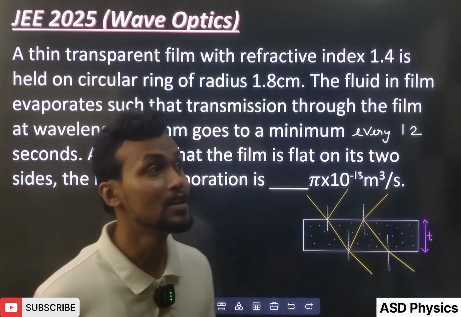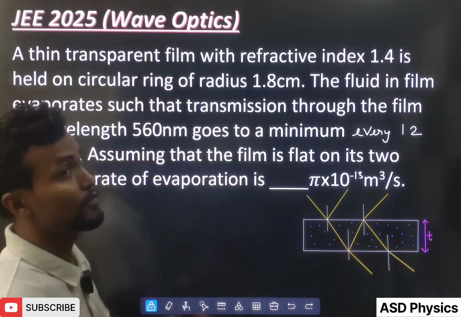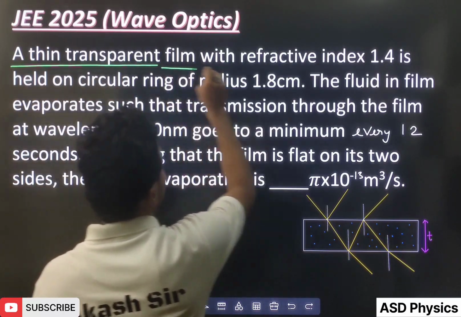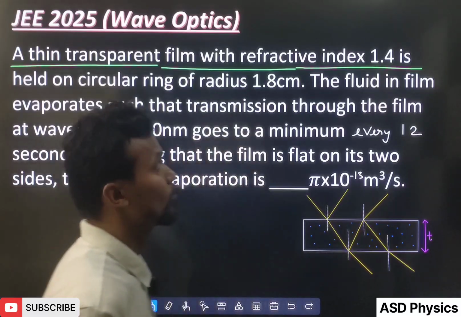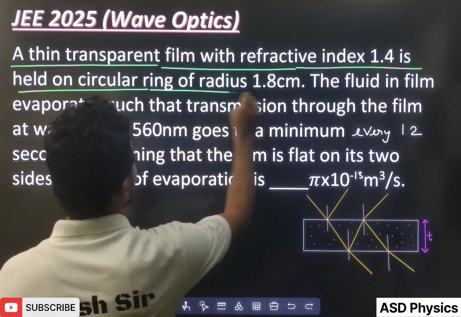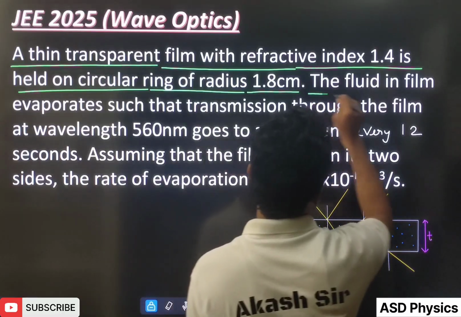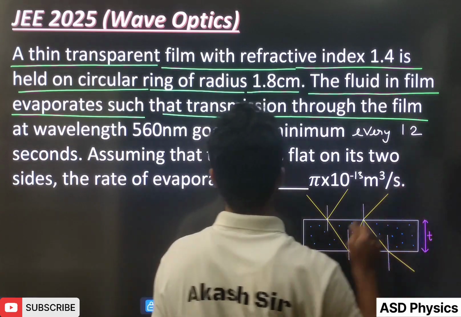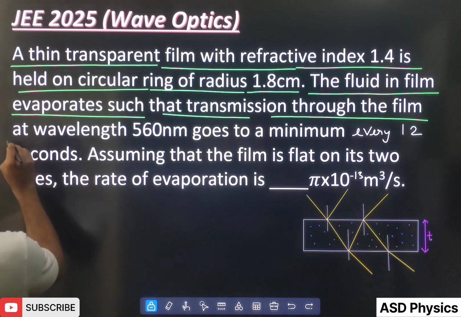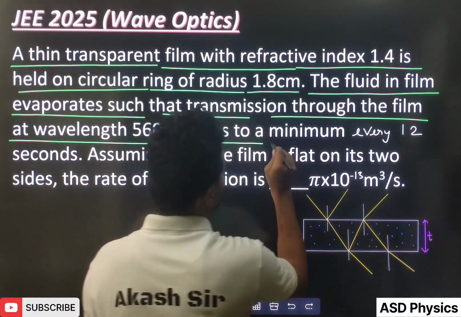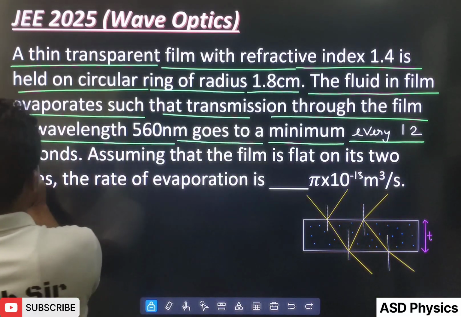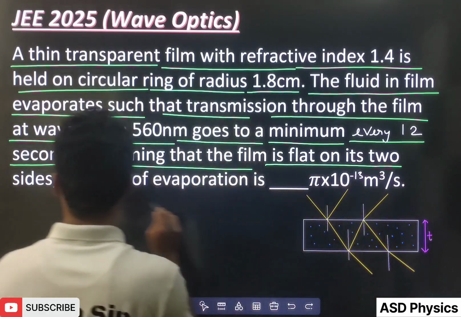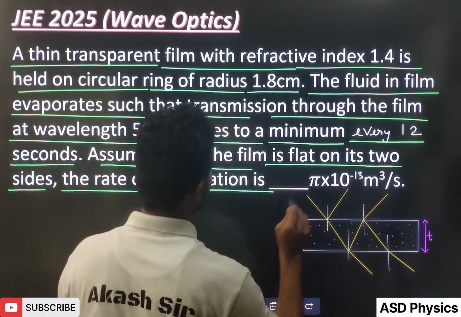So students, in this video we are going to solve a question from the chapter Wave Optics, important for the JEE exam. The question is: a thin transparent film with a refractive index 1.4 is held on a circular ring of radius 1.8 centimeter. The fluid in the film evaporates such that transmission through the film, the keyword is transmission through the film, at wavelength 560 nm goes to a minimum every 12 seconds, assuming that the film is flat on its two sides. The rate of evaporation is how much here?